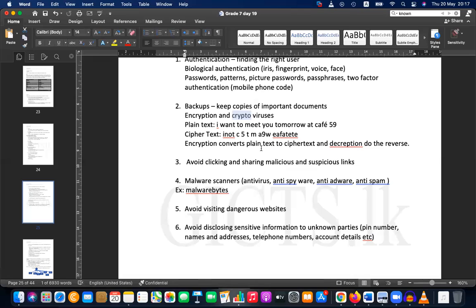Keep the original lock with you and format, delete everything. Right, format the disk, delete everything and start using the backup. So that is the only solution because you can't pay. So how do you trust the person? Without trusting, don't. And avoid clicking and sharing malicious, suspicious links.